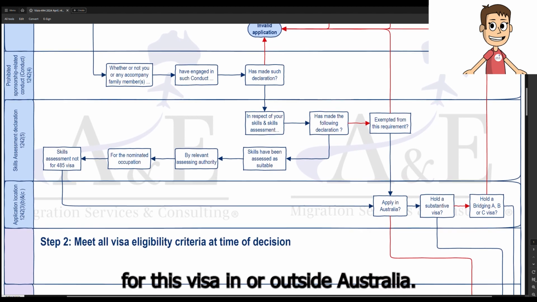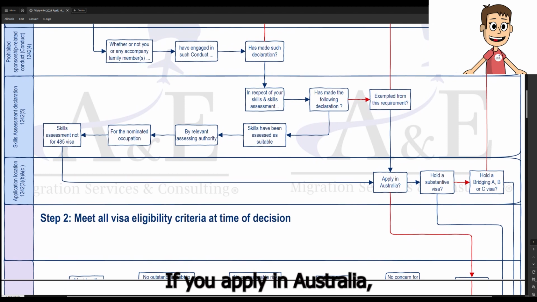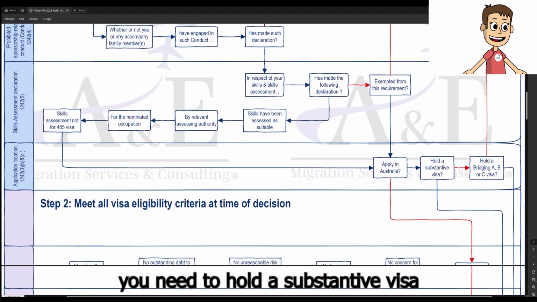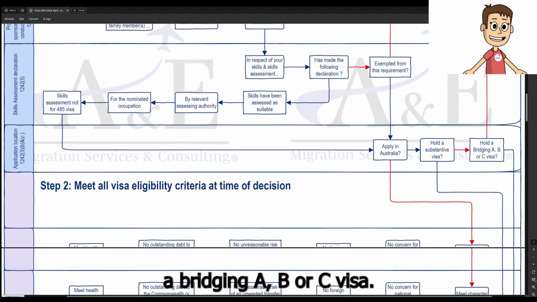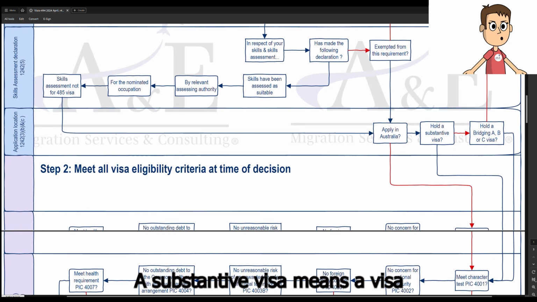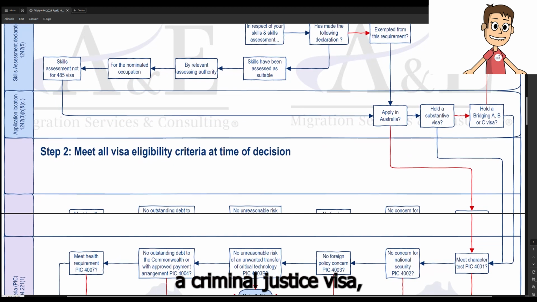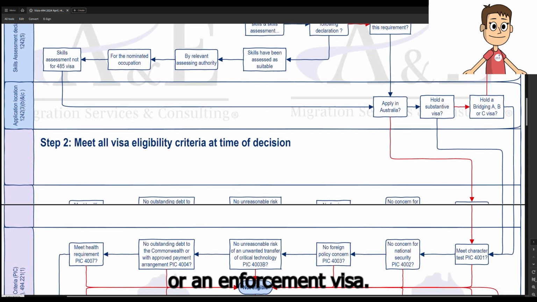You can apply for this visa in or outside Australia. If you apply in Australia, you need to hold a substantive visa, a bridging A, B or C visa. A substantive visa means a visa other than a bridging visa, a criminal justice visa or an enforcement visa.